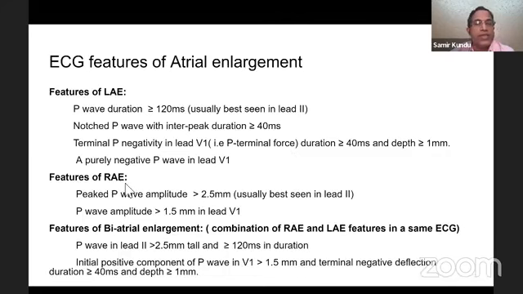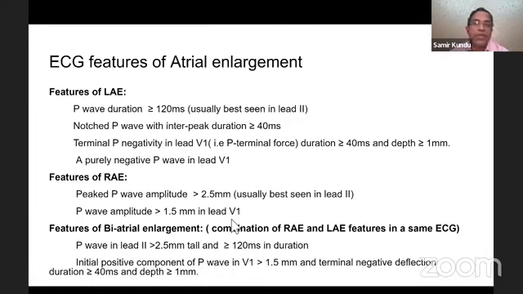Features of right atrial enlargement: tall peaked P wave amplitude more than 2.5 millimeter in the limb leads, especially lead 2, and P wave amplitude in V1 more than 1.5 millimeter. Next, features of biatrial enlargement, as a combination of the two atrial enlargements in the same ECG.